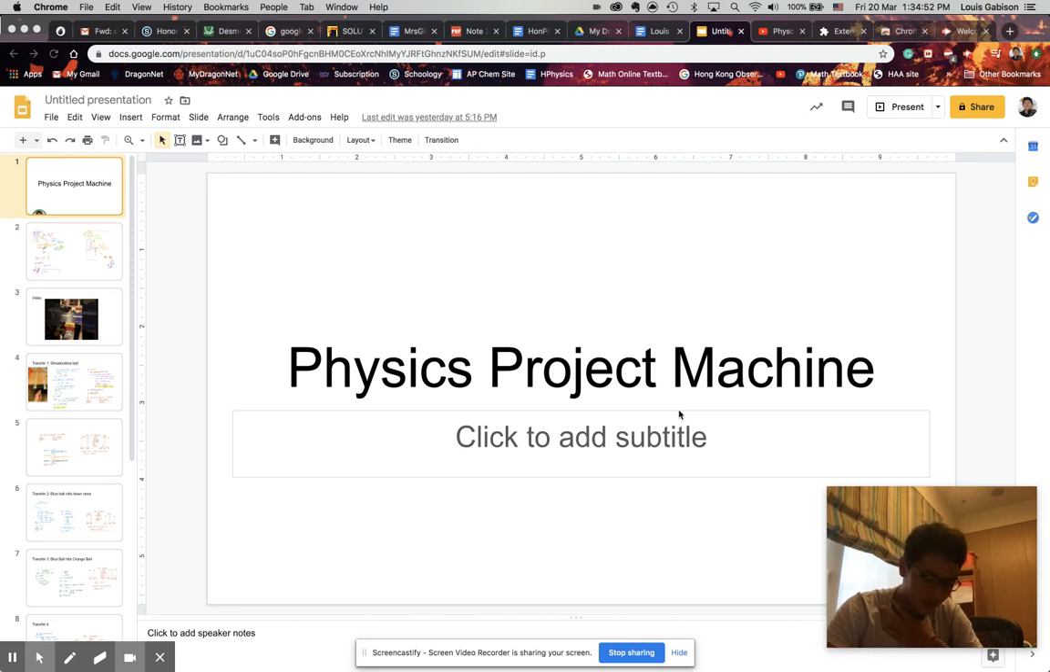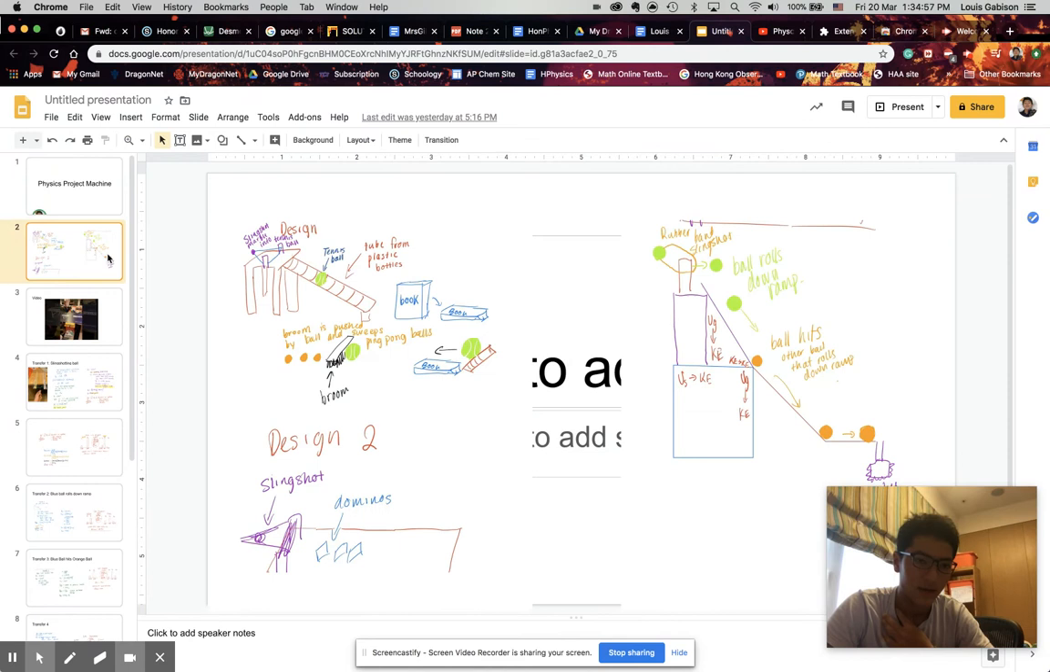Hi, this is going to be my physics Rube Goldberg machine video. I have my initial design here. You can see that this was what I designed on the first day. It was not very accurate. It was not really exactly what I did. But this design was what I actually went along with.